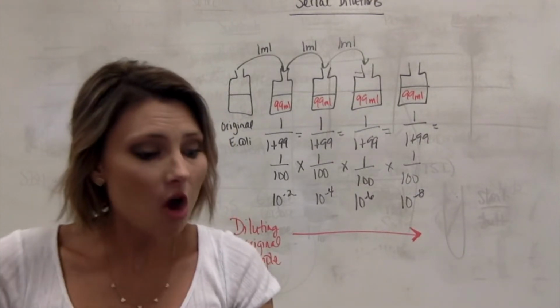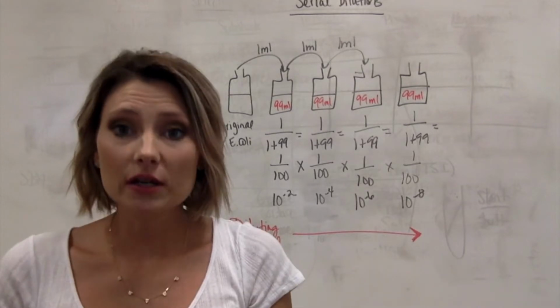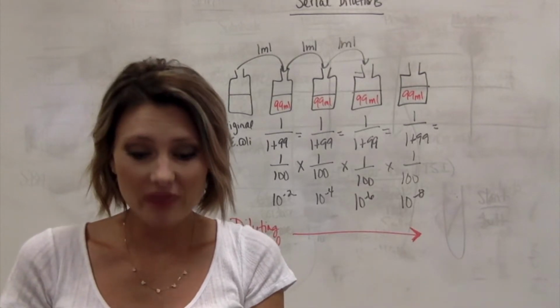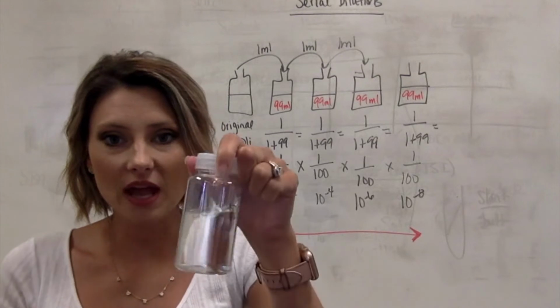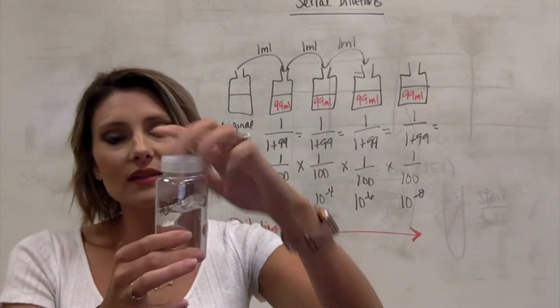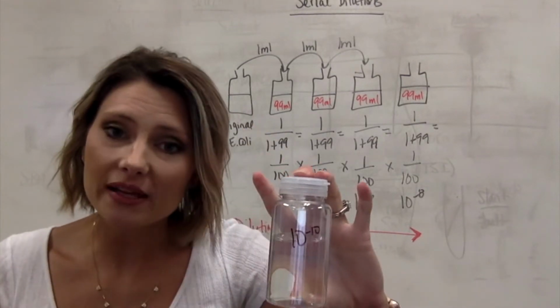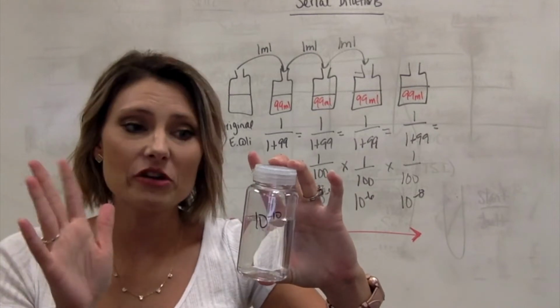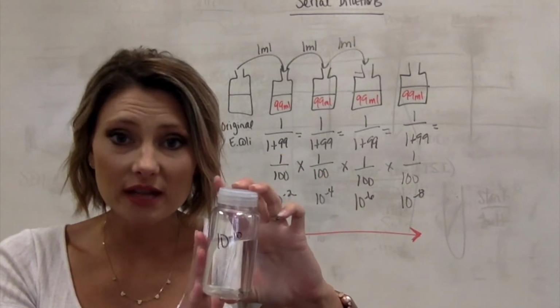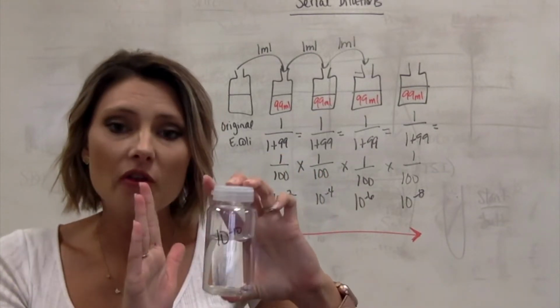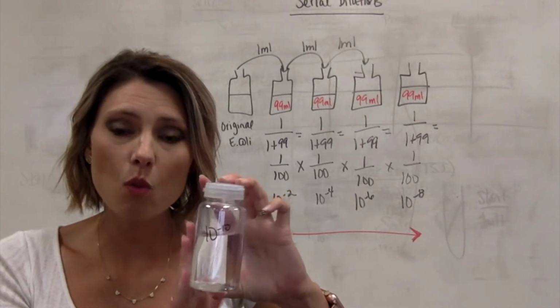These are blanks that are sterile, so that means there's nothing in them, and then there is a buffer in them. These are bought dilution blanks, so they're already prepared, and there's 99 mLs. That's going to be important, so you need to remember that. There's 99 mLs in one dilution blank.